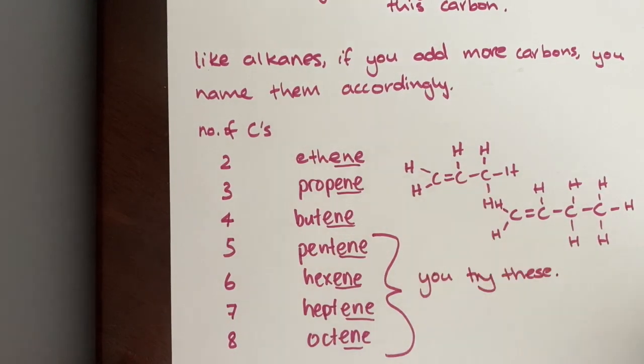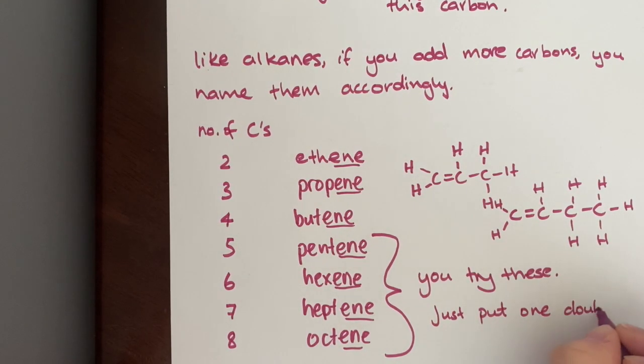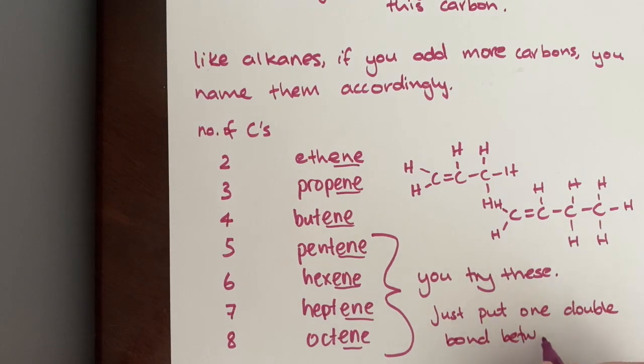Now you try it with the next 4: pentene, hexene, heptene, and octene. So you just need to put 1 double bond between the first and second carbons in a straight chain.